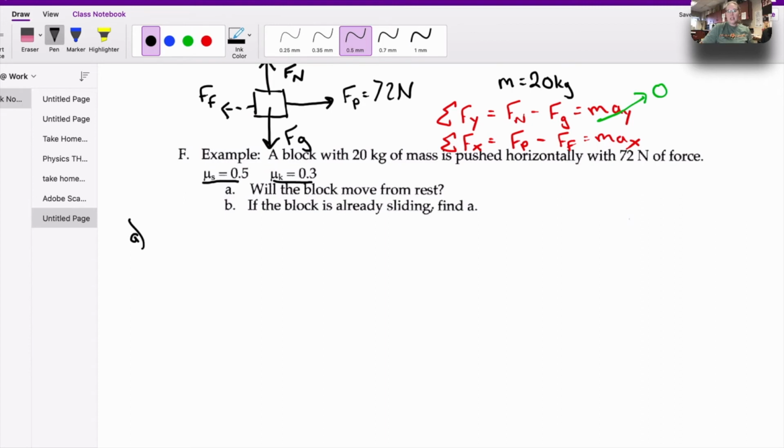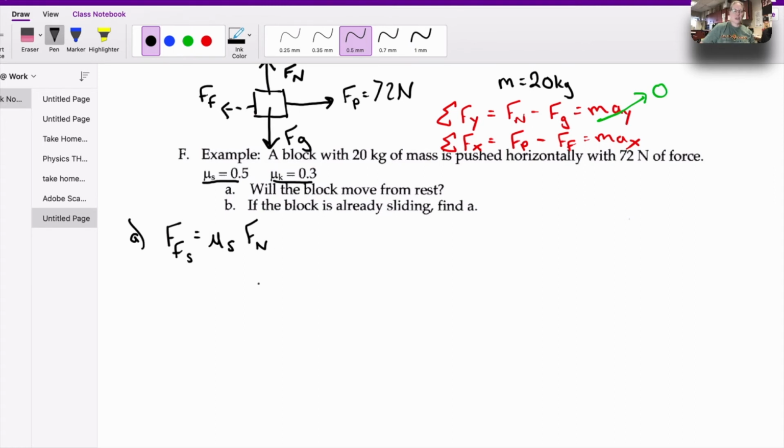Part A, will the block move from rest? So it's at rest. We want to get it to start sliding. To move an object, to make it slide, we have to overcome static friction. So really, this question is sort of code for, is the push force great enough to break through the force of static friction? So I need to figure out what the maximum static friction is, and then I can compare that to my push force and figure out from there whether it will begin to slide.